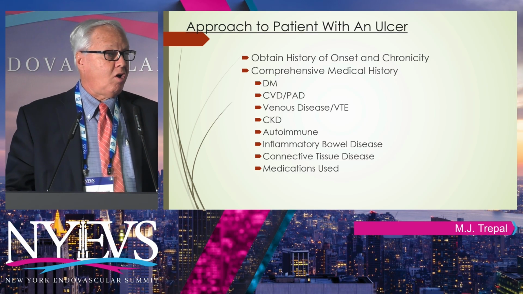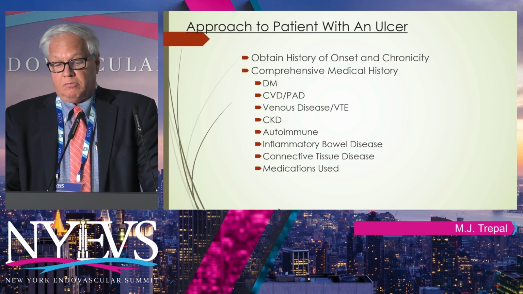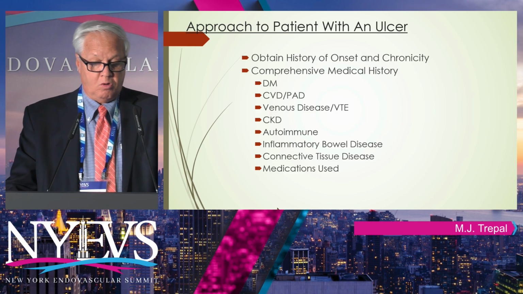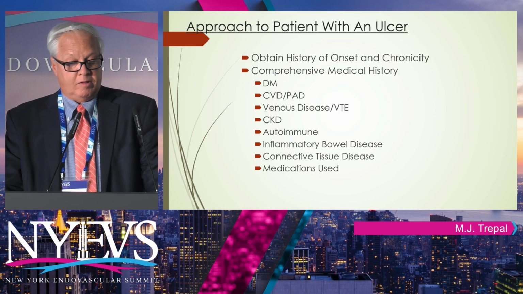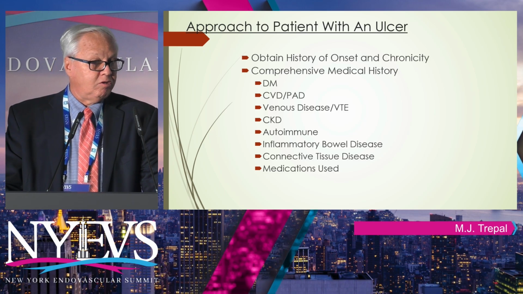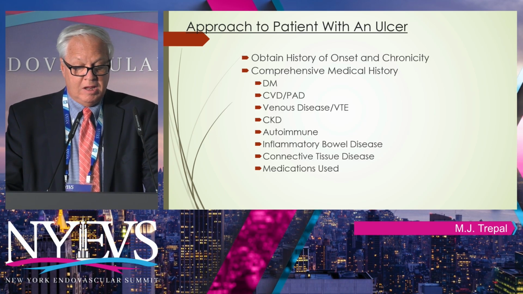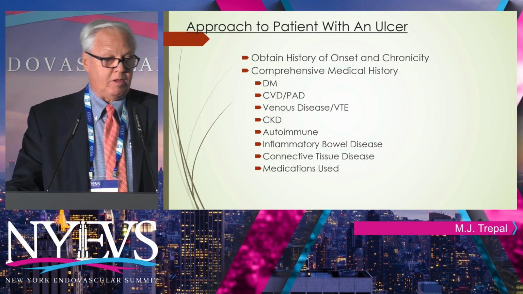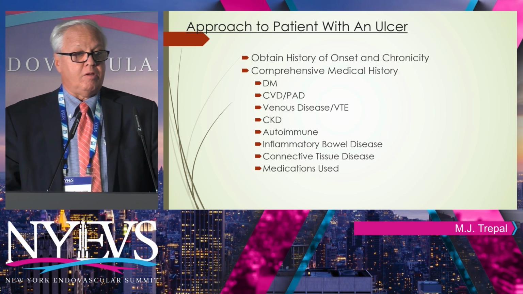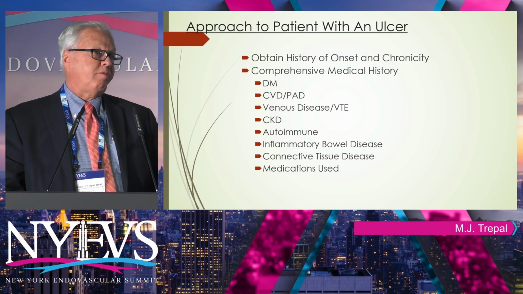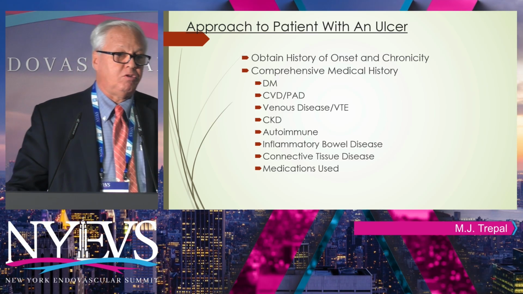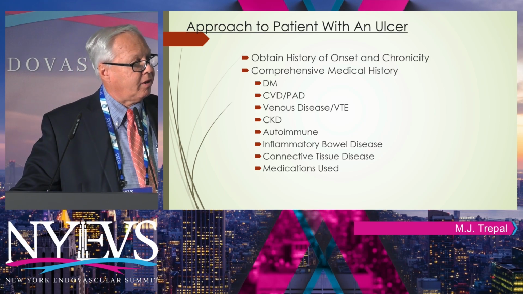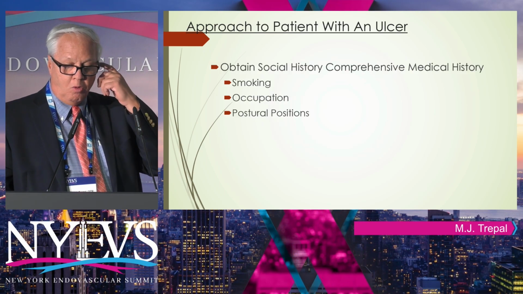It's been said many times already, and I'll reiterate: comprehensive medical history. Is the patient diabetic? Do they have known CVD, PAD? Do they have known venous disease, kidney disease? Do they have any autoimmune disease, inflammatory disease, connective tissue disease? What medications are they taking? As Dr. Krishnan said, if you see the list, if someone's taking Synthroid, you know what their problem is. You don't even have to ask them their past medical history. If someone's taking atorvastatin, you know they have high cholesterol. So that'll help you a lot.